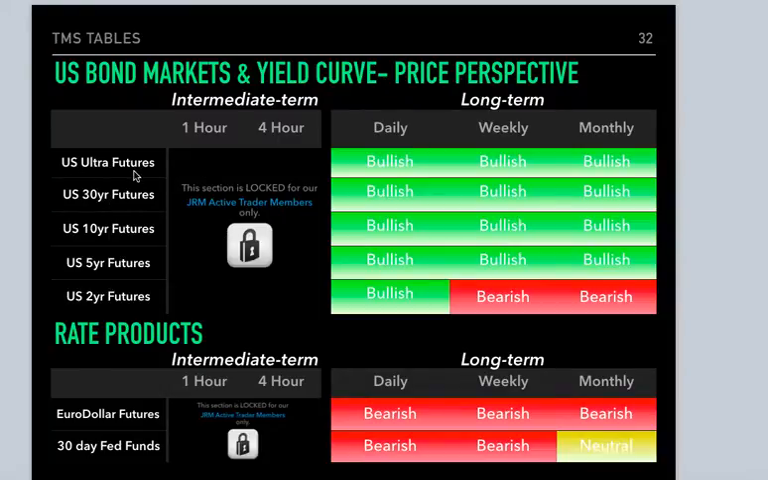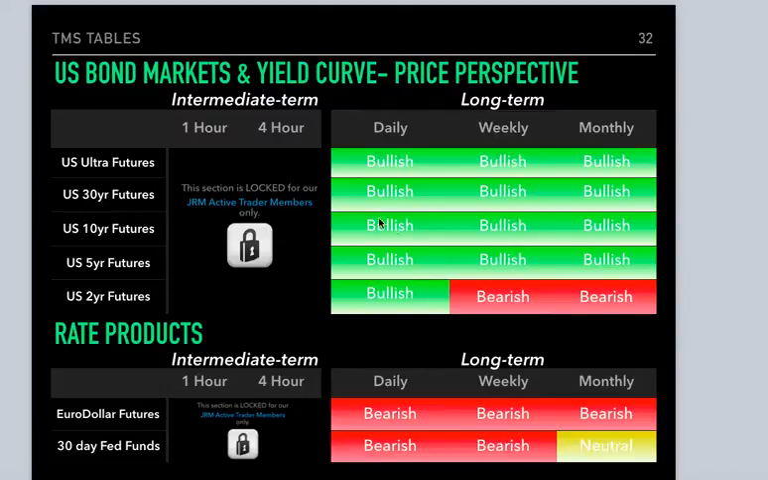So this is ultras, which I just showed on the chart. 30-year, 10-year, 5-year, 2-year. So you can see across durations right now, the long end, monthly's bullish, the weekly trend's bullish, the daily's bullish. Everything's bullish, except for when you get to the front end of the curve, 2-year futures, with the Fed trying to talk about raising rates for the last year and a half. You can see that the monthly price action of 2s is bearish, as is the weekly, and the daily has been bullish ever since the Fed kind of pivoted last month.